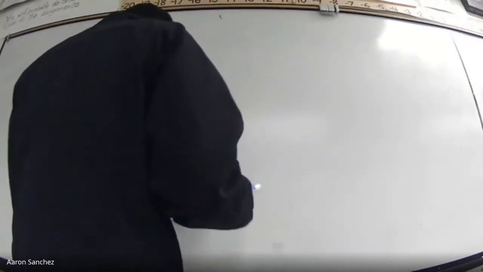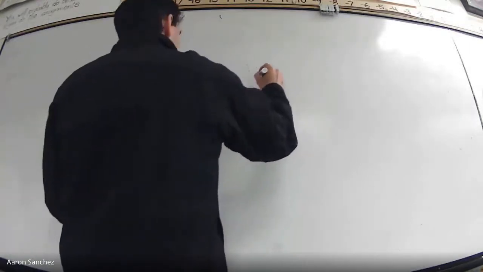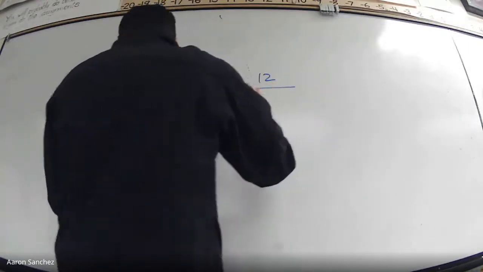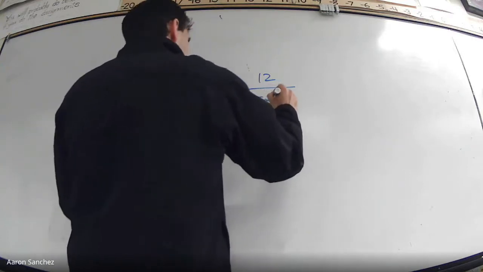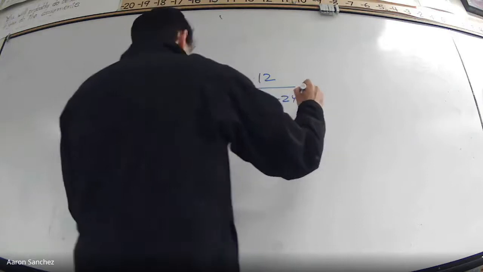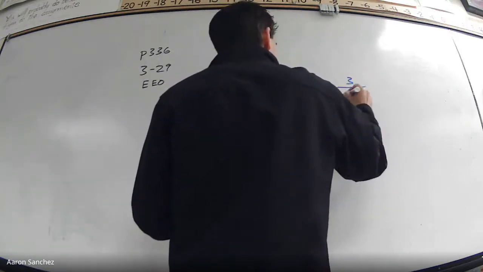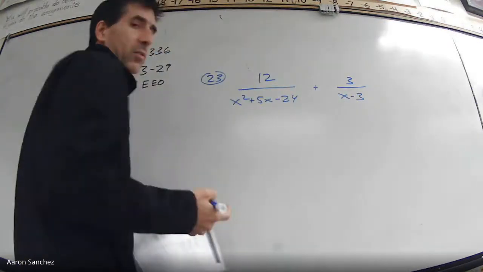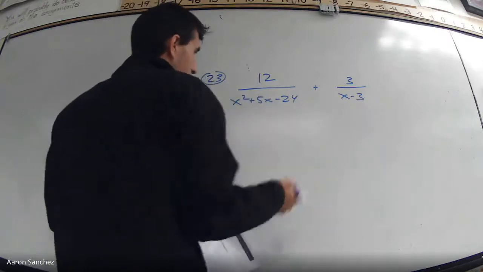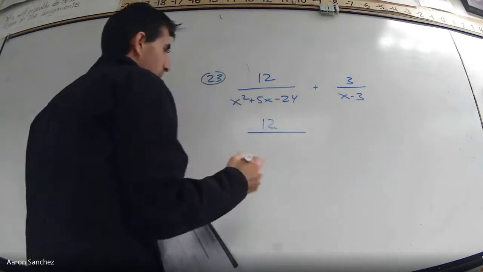Okay. Now, 23. I'm going to factor it out. 23 is 12 over x squared plus 5x minus 24 plus 3 over x minus 3. So I'm going to factor this out just to see if there's an x minus 3 in here. Is there? I don't know. And then it just makes it easier.